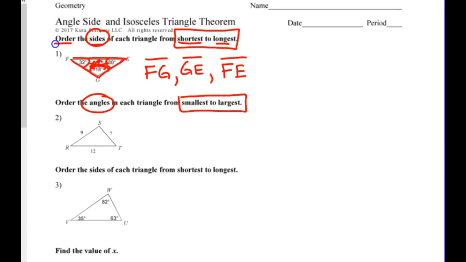So if we want angles, first we got to look at these sides. Which side is the smallest? ST. ST is across from angle R. So angle R, comma, the middle side is 9. 9 is across from angle T, comma, and the longest side, 12, is across from angle S. Do you see how the angles match my answer? Sides match my answer on number 1.